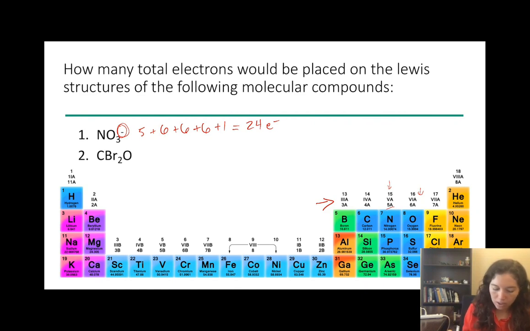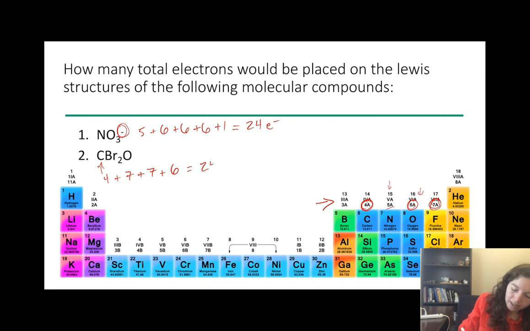CBr2O: carbon is in group 4, it's right here, it's 4. Bromine is right here, it's 7. So plus 7, we've got 2 bromines, so I'm going to add 2 of those. And then our oxygen is right here, it's a 6. Add all of those up, and you get 24 electrons again.